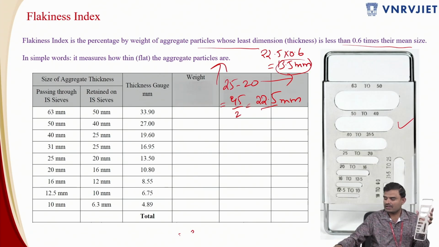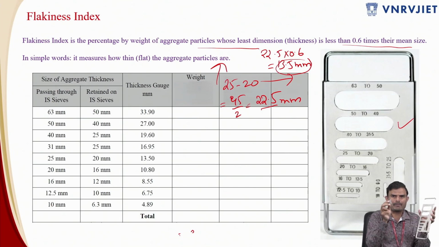So now I have got these aggregate particles also. Previously I have checked that these aggregate particles are passing through the 25 mm sieve and retained on the 20 mm sieve. Now one such aggregate particle is this, which has passed through 25 mm and retained on 20 mm. I have checked this before coming over here. So now I am passing it through this along the shortest dimension, because we are very much interested in finding the thickness of this aggregate particle. If this aggregate particle's least dimension, that is the thickness, is less than 0.6 times the mean, this aggregate particle is going to pass through this slot, and then it will be termed a flaky particle.